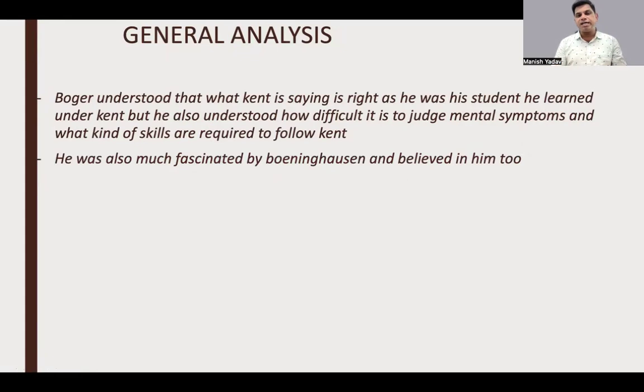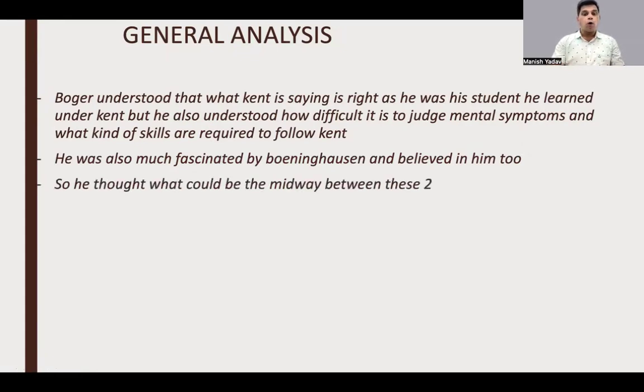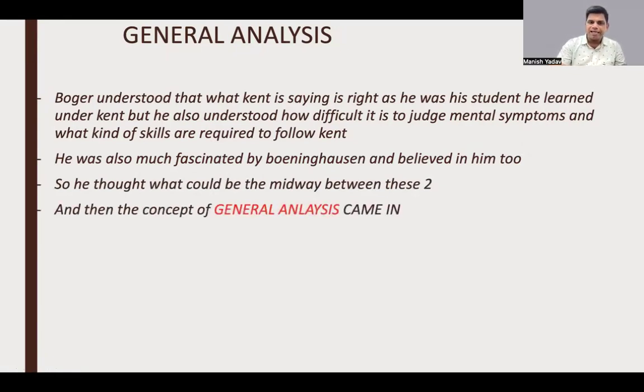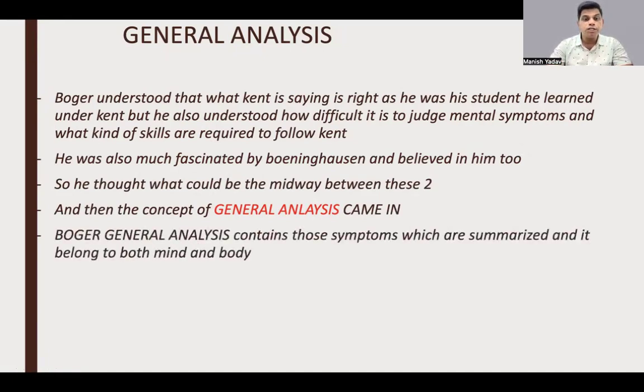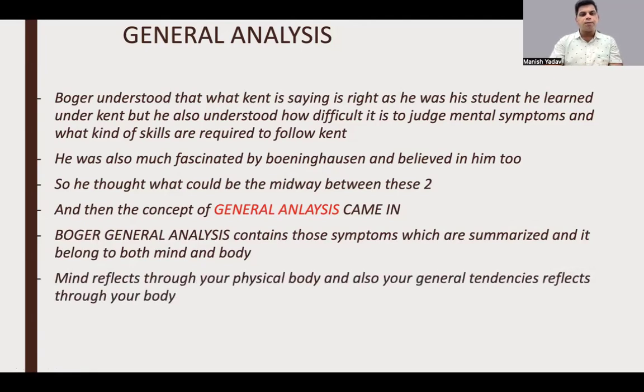He was also much fascinated by Boenninghausen and he believed in him too. So he thought, what could be the midway? What is the midway between these two? And then came the concept of general analysis. That is a book, that is a repertoire, that is a part you should get in your hand. Boger's general analysis contains those symptoms which are summarized and it belongs to both mind and the body. Mind reflects through the physical body and also general tendencies reflect through the body. So it is vice versa.